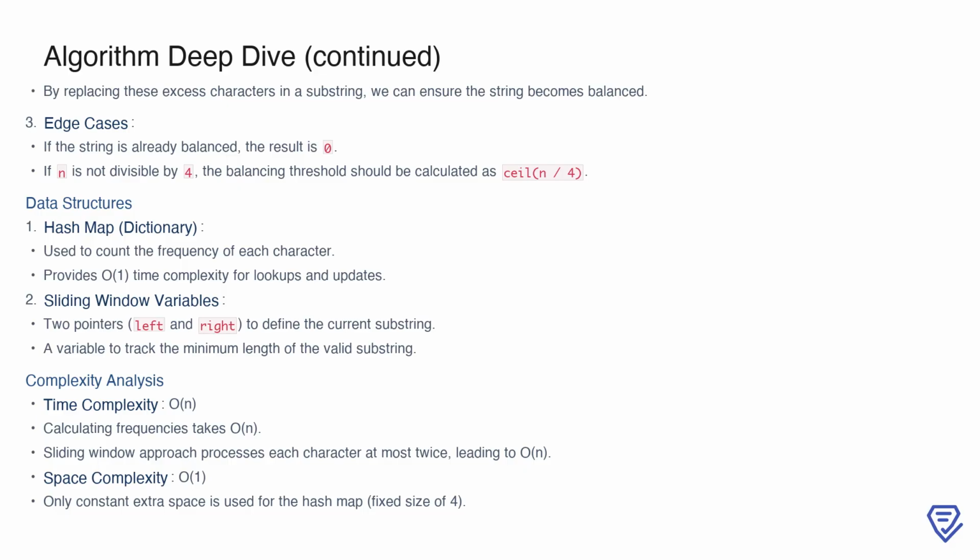The algorithm relies on two key data structures, a hash map to count character frequencies, which allows for constant time updates and lookups, and 2 pointers to manage the sliding window. Together, these ensure a highly efficient solution with minimal space usage.